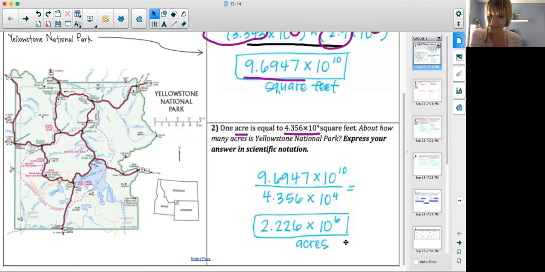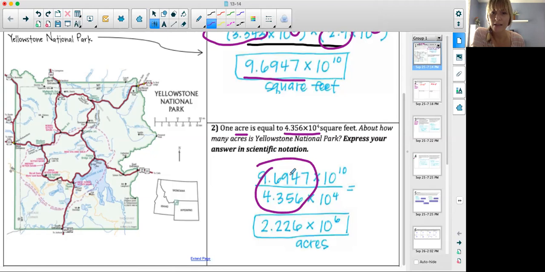And where did this answer in this box come from? Well, guess what I did? This time, I divided those coefficients. Why? Because it's a division problem. So go ahead, type in your calculator. You might even have the 9.6947 still sitting there. And you can go divided by 4.356. Whoa, that's a big long decimal. So what did I do? I rounded it. You can look at what's on your calculator and look at what I rounded it to, and see if you can understand why I rounded it the way that I did.